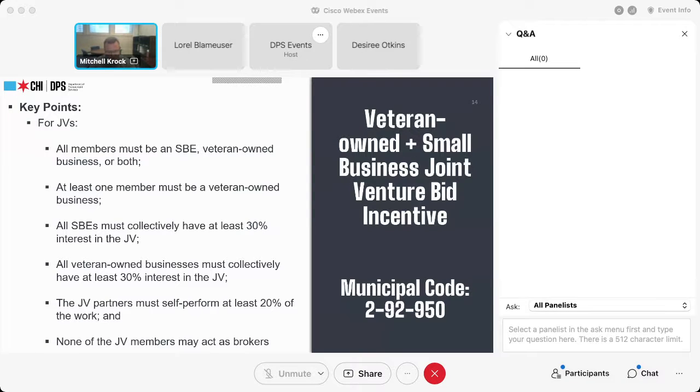The joint venture partners must self-perform at least 20% of the work, and none of the JV members may act as brokers. Again, something to seriously consider, and definitely take a look through your bid package and the rules on this one.